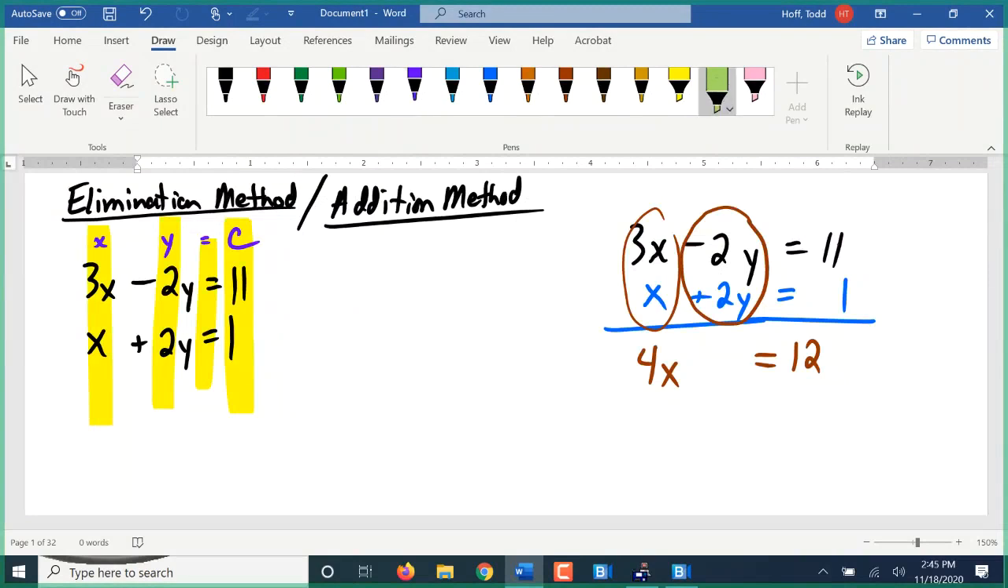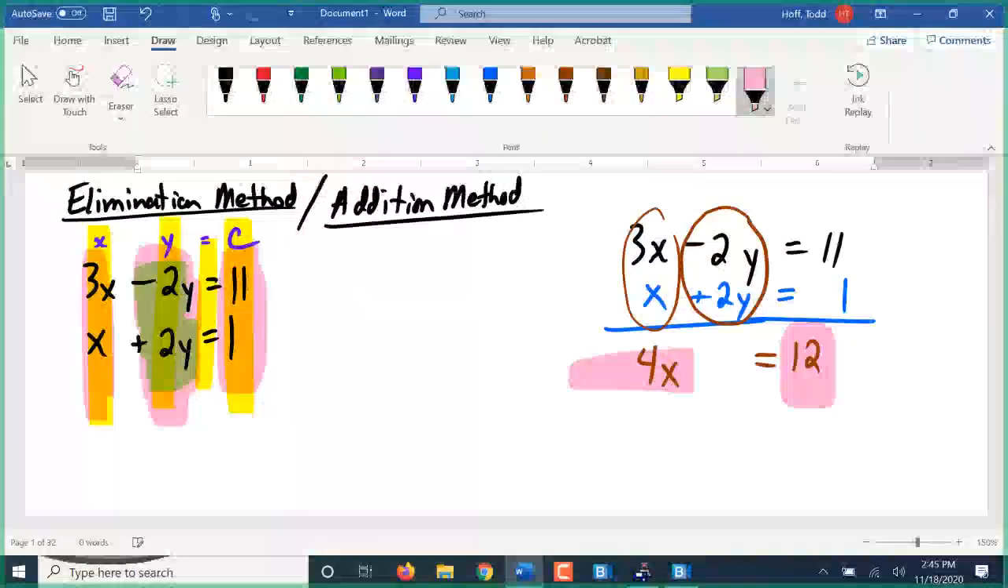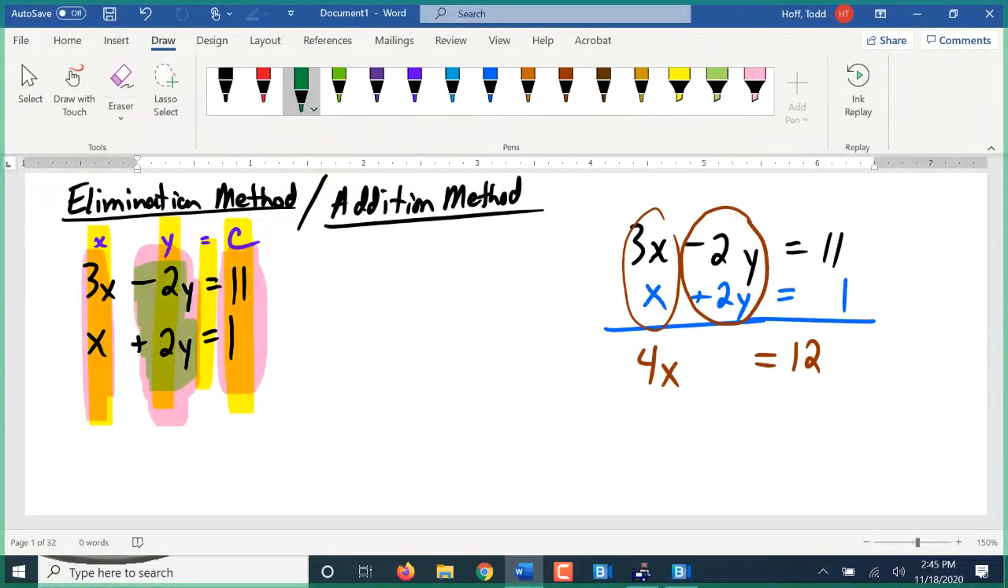The second thing that has to happen is you'll notice we had a negative 2y and a positive 2y. You have to have a variable that's going to cancel out when we add them together. Because once we've got them lined up here, all we're going to do, like we did over here, is just add down the columns. The 3x plus x gave us the 4x. The negative 2y and positive 2y canceled out, and the 11 and the 1 gave us the 12. So once we've done that addition and one of the variables has been eliminated, we have one equation with one variable. We can solve for that variable. We'll solve for x by dividing by 4. x equals 3.